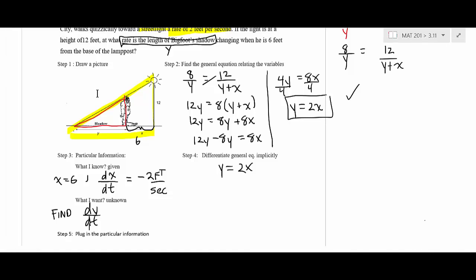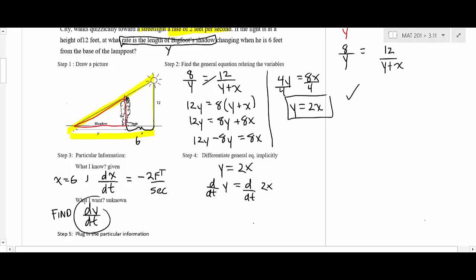There's a lot of little things going on, and you got to be very clear about what you're given and what you're trying to find. To me, that's the whole key to solving any word problem anyway. So now we're going to take a derivative with respect to t of both sides. The reason we're doing that is because we're trying to find dy over dt. That's our goal.